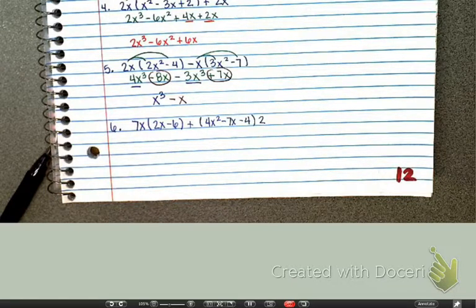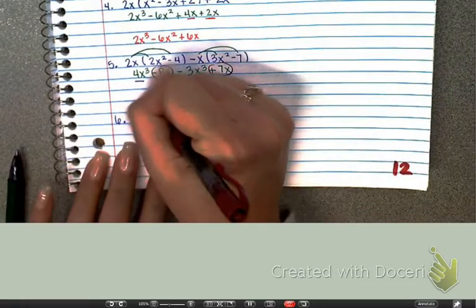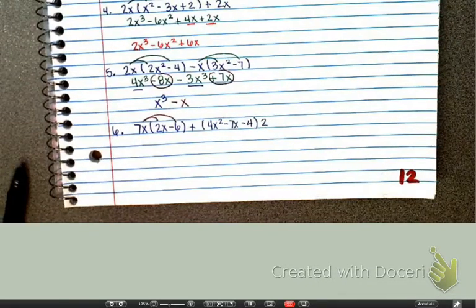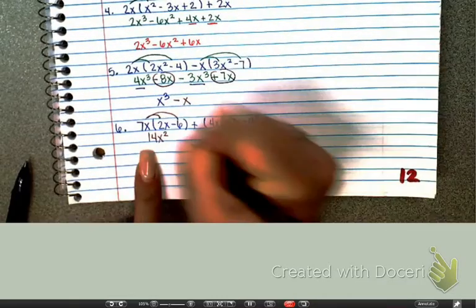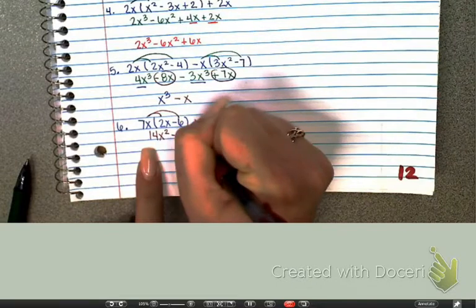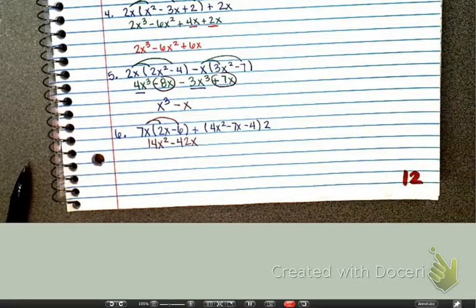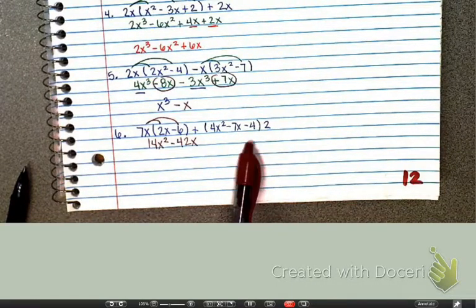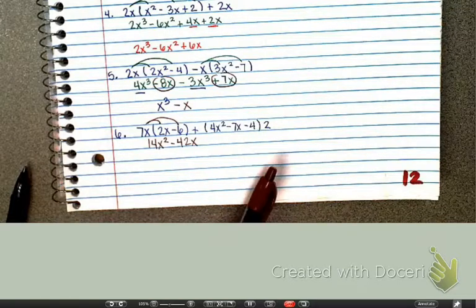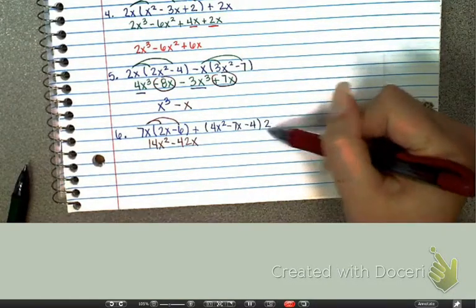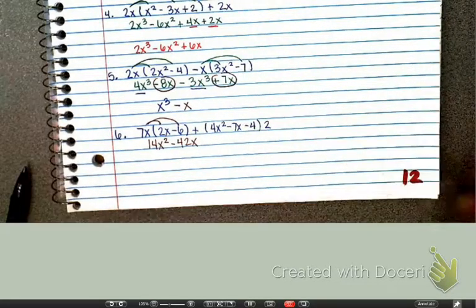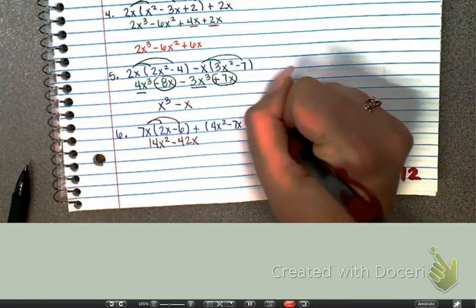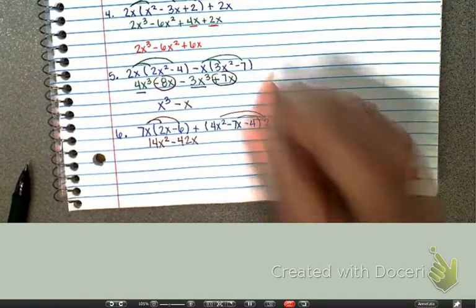Okay, so everyone, I think as we went around, did the first part right by distributing the 7x. So you got 14x squared minus 42x. I would say everyone was okay there. And then I threw in a mini curveball. The only thing I did was I took this 2 and attached it to the end of the parentheses instead of putting it in the front. But it's still multiplication, so you still distribute to every term.